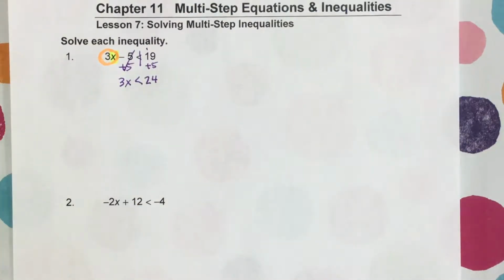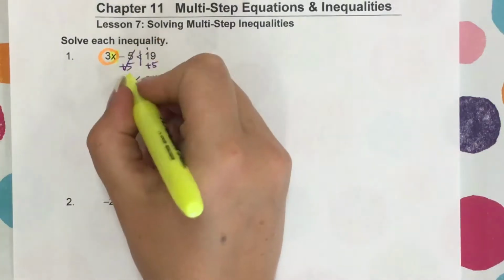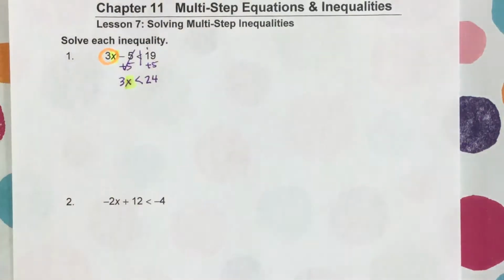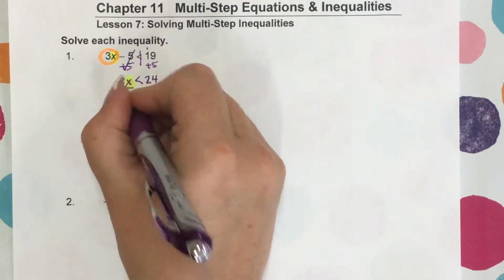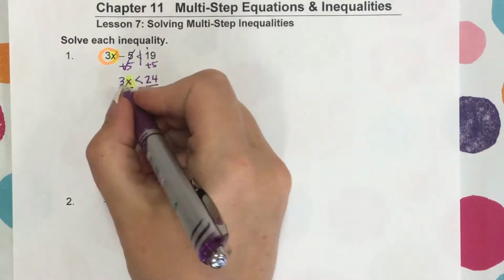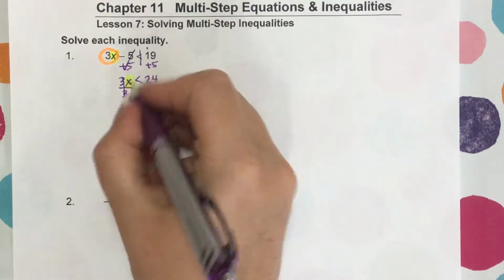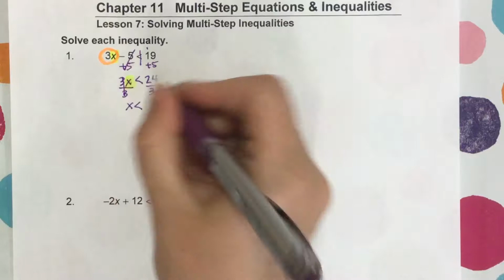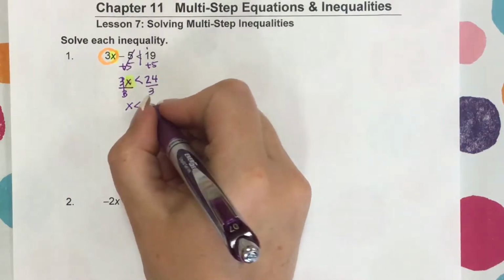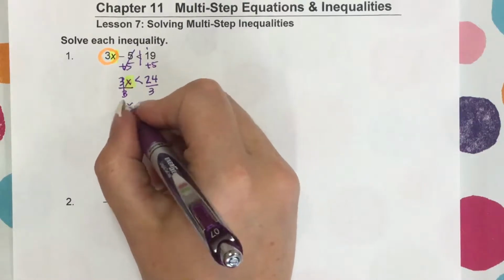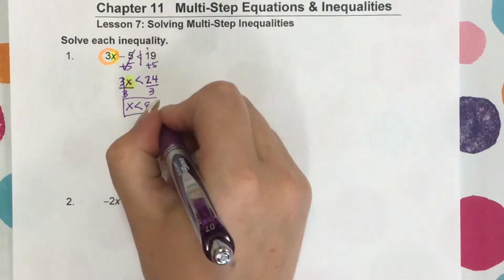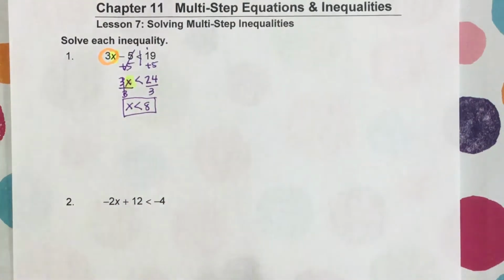Okay, we are trying to get x by itself. There's a 3 there. The 3 is related to the x through multiplication, so we have to do the inverse operation of multiplication, which would be division. So we're going to divide both sides by 3. 3 divided by 3 is 1. 1 times x is x. We have x is less than 24 divided by 3, which is 8. So if you got x is less than 8, great job. Okay, let's move on to problem number 2.